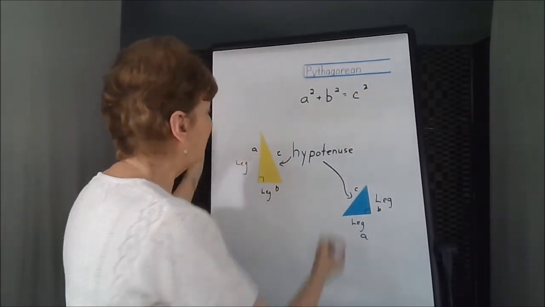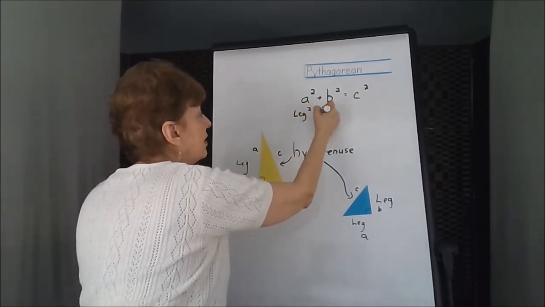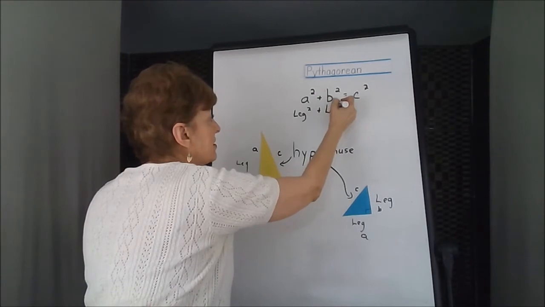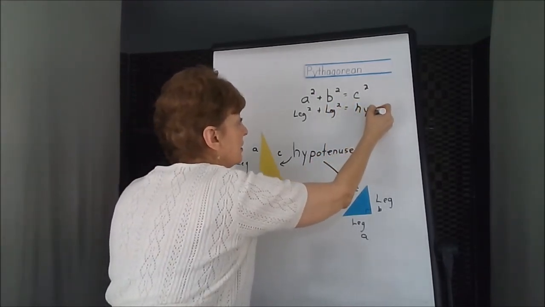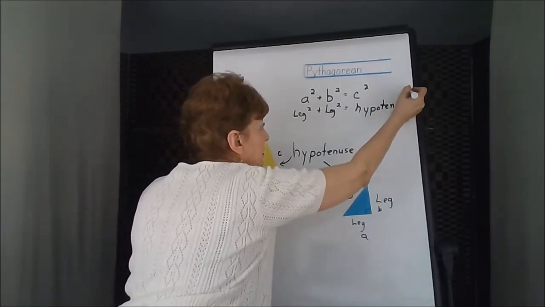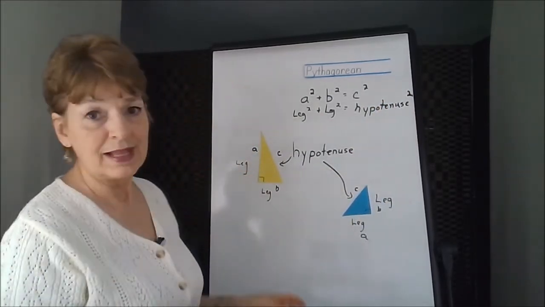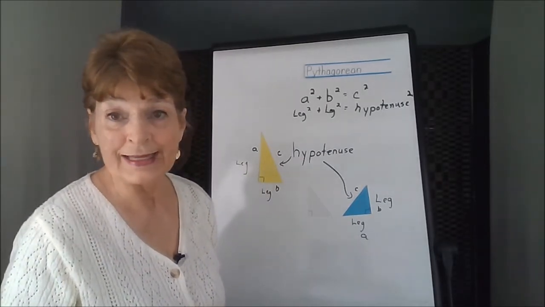So squaring the leg, this is the leg squared, plus the other leg squared, you would get the hypotenuse squared. That's what all that means. Maybe we should see this in action.